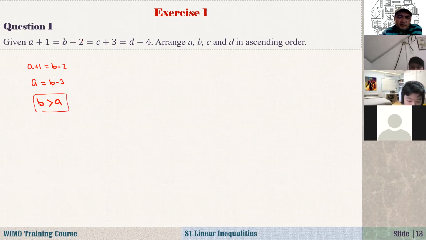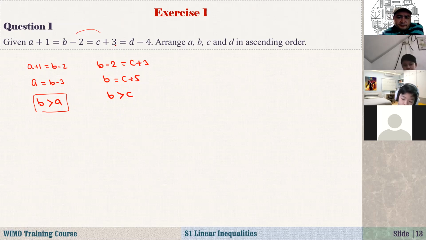The second one is, how about if you compare b and c? So b minus 2 is equal to c plus 3. If you add 2 to both sides, we have b minus 2 plus 2, which is b, and c plus 3 plus 2, that is c plus 5. So if you add 5 to c, then you get b. So b is also greater than c, right? So b is greater than a and greater than c. How about c and d?